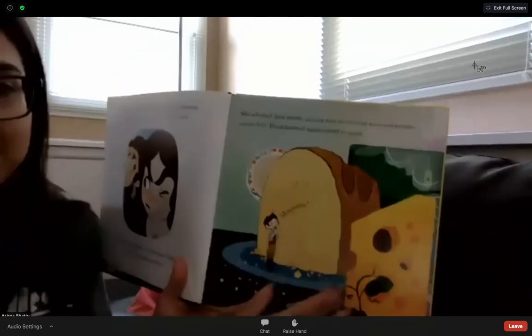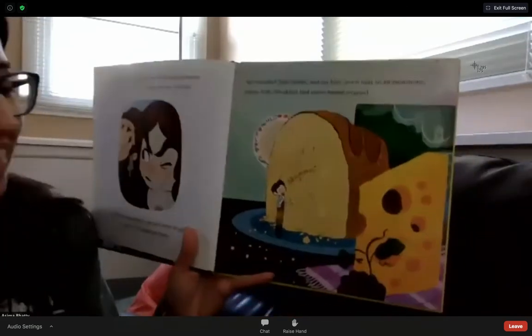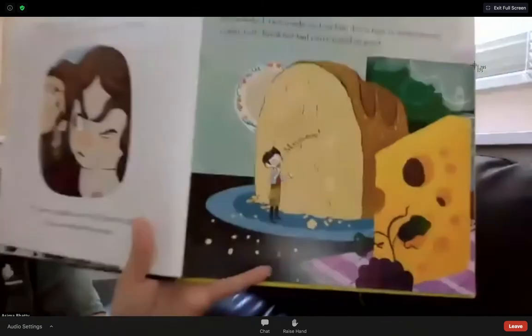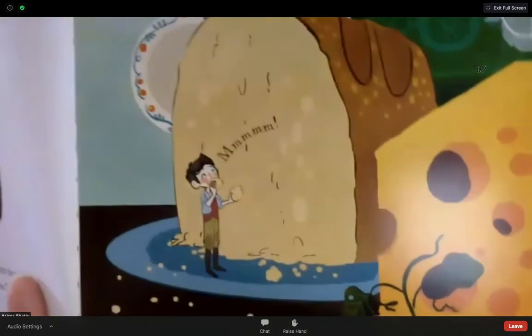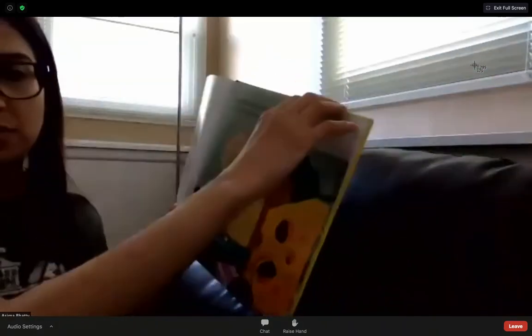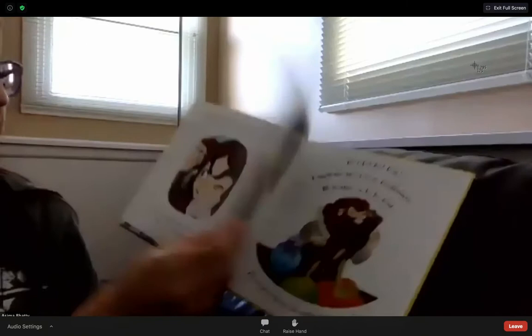Imagine how large this is. It's like a mountain of bread. All right, so at least his tummy is not empty anymore. He's like, maybe some cheese to go with that bread. Yum.